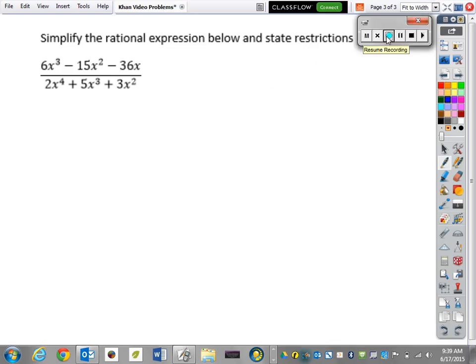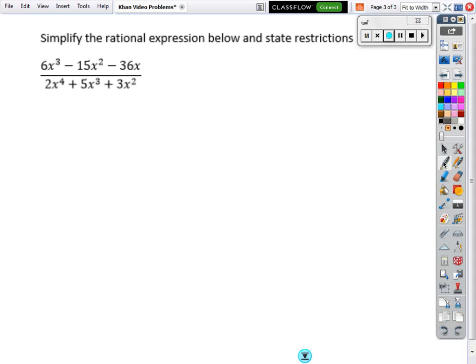Hello. Right now we're going to simplify a rational expression below while making sure that we also state our restrictions. So in this case, I have the rational expression, the quantity 6x cubed minus 15x squared minus 36x, all over the quantity 2x to the fourth plus 5x cubed plus 3x squared. Now, since we want to simplify, that means we want to factor.